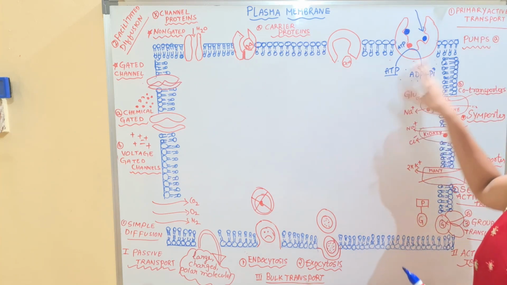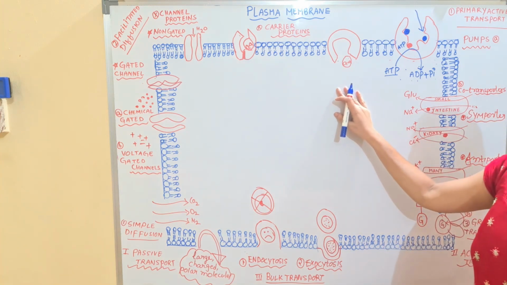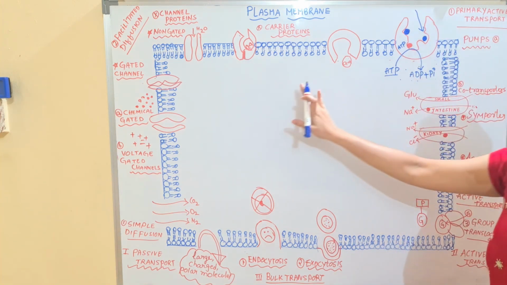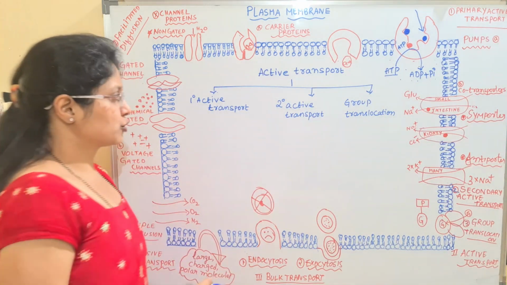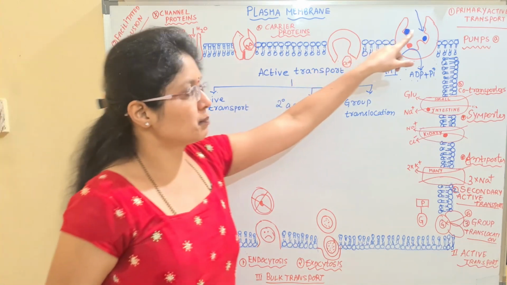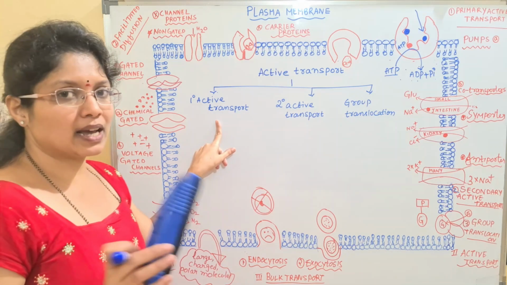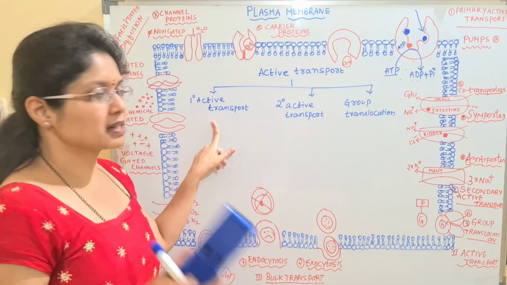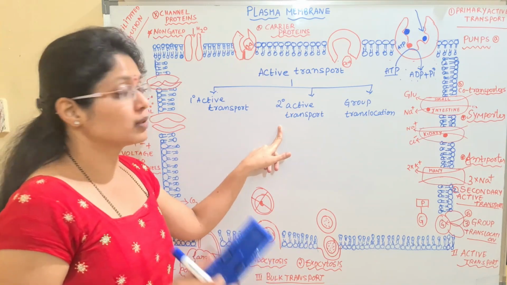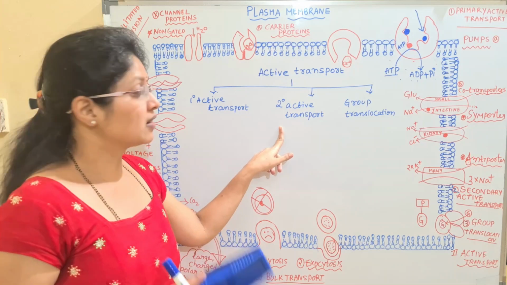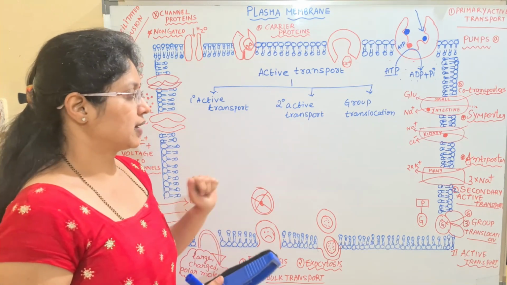Now we are starting with the first type, that is the primary active transport. So let us write a classification here. These are the three categories under active transport, children: primary active transport, secondary active transport, and group translocation. Primary active transport, once again I am telling you, ATP is directly required. Secondary active transport, ATP is not directly required, but it will utilize the energy which is released by the chemical gradients of other molecules.